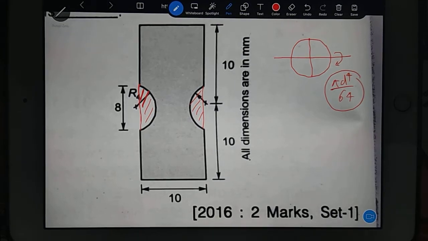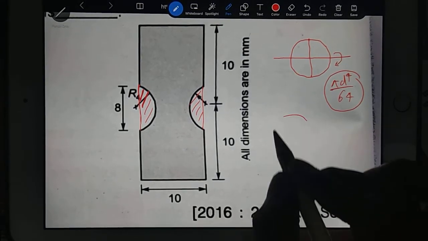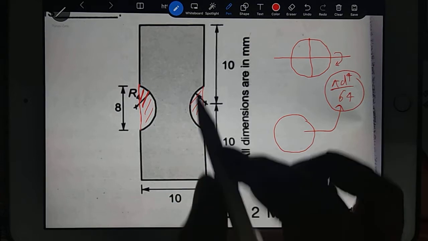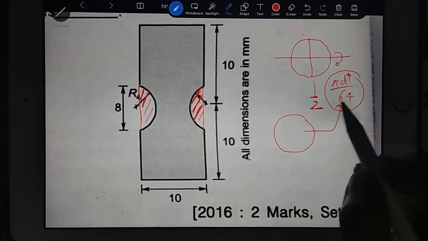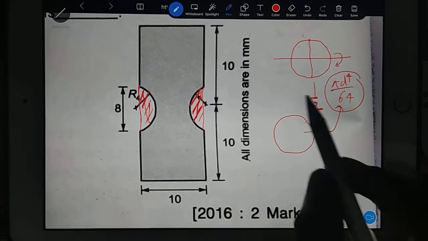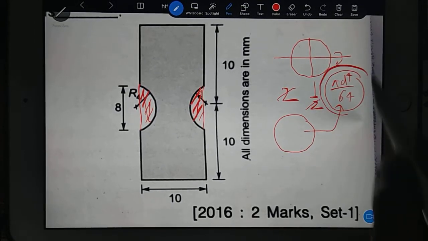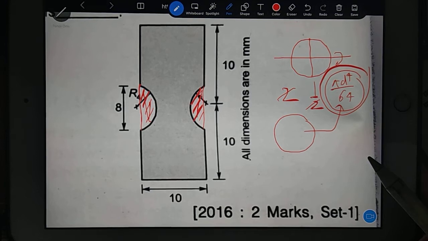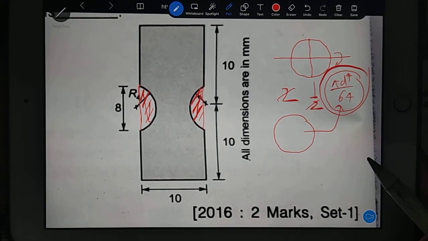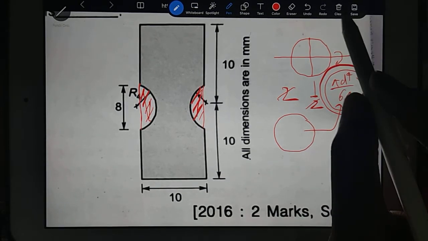So actually, a side work you can do. You know that for the complete circle, your formula is this. So for the half circle, your formula will be half. But there is a half circle this side and a half circle this side. So two half circles, the 2 will get cancelled. Finally, it is a full circle. Understood? Very good.